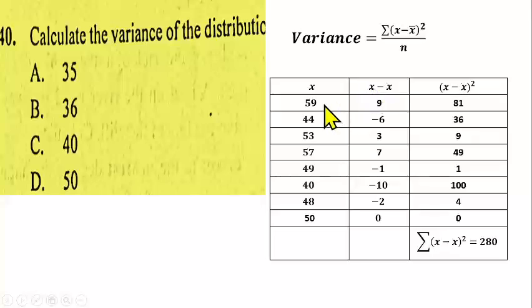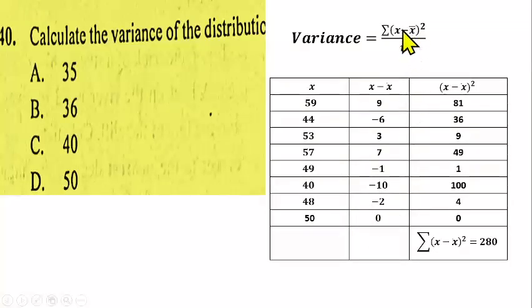So we have 59 minus 50, because the mean that we got before was 50. So 59 minus 50 gives us 9. 44 minus 50 will give us minus 6. 53 minus 50 gives us 3. 57 minus 50 gives us 7. 49 minus 50 gives us minus 1. 40 minus 50 is minus 10. 48 minus 50 is minus 2. 50 minus 50 gives us 0.